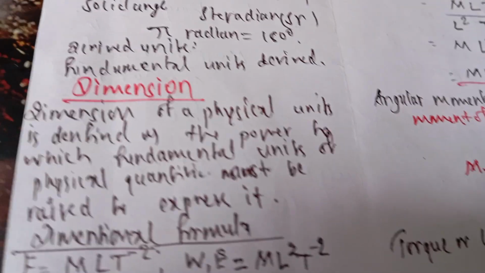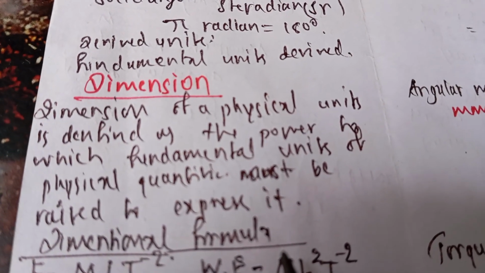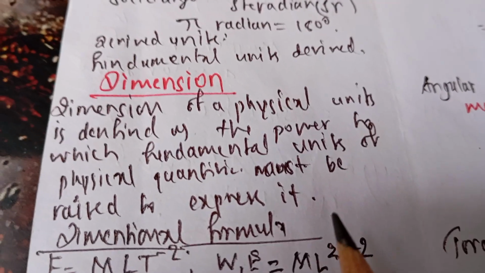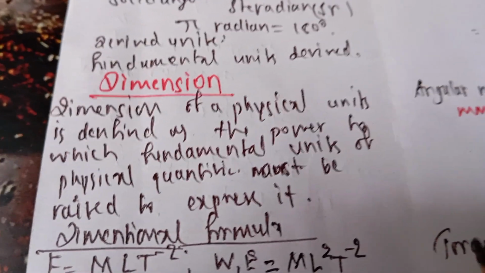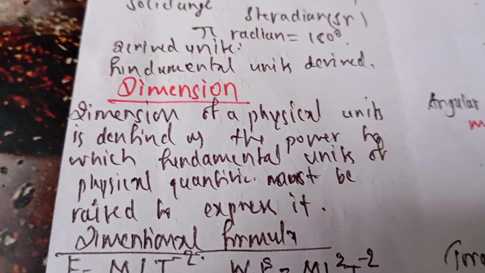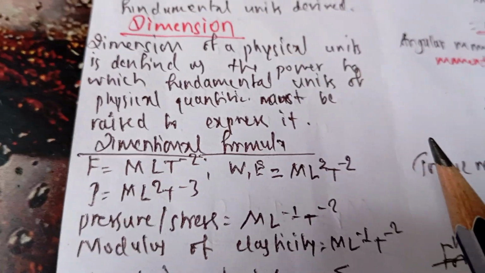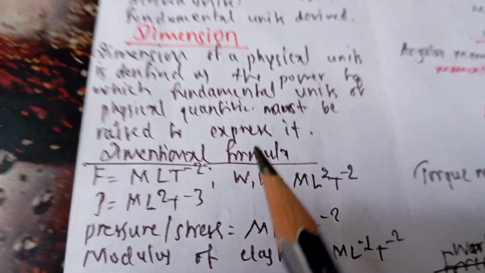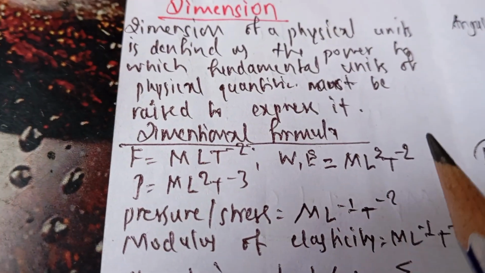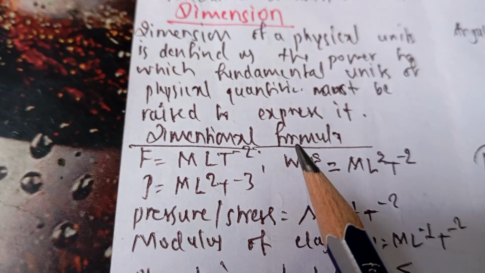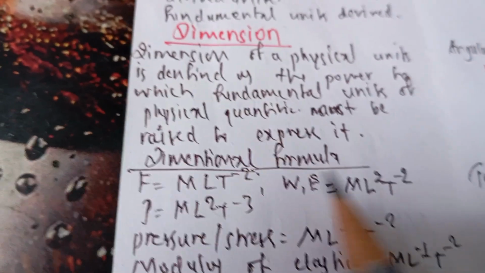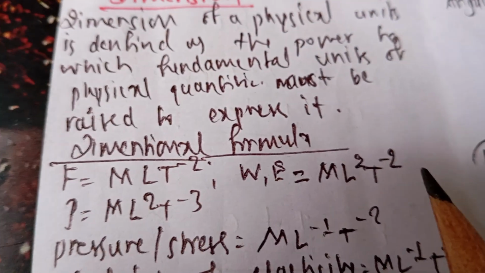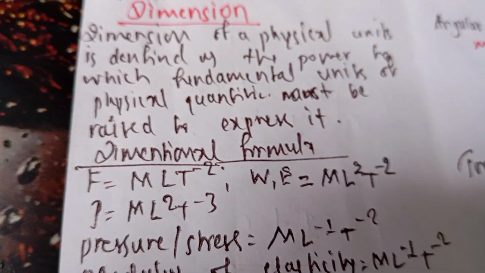So dimension of a physical quantity is defined as the power to which the fundamental units must be raised to express it. So you can find the dimensions from an example. Force is mass times acceleration, so MLT to the power minus 2. Similarly, work or energy is ML squared T to the minus 2.